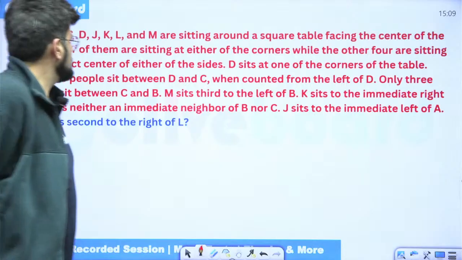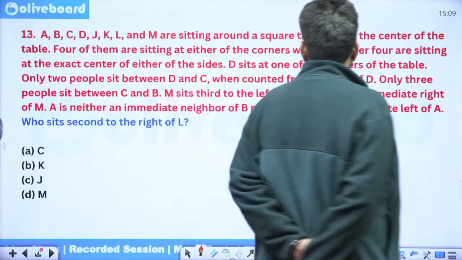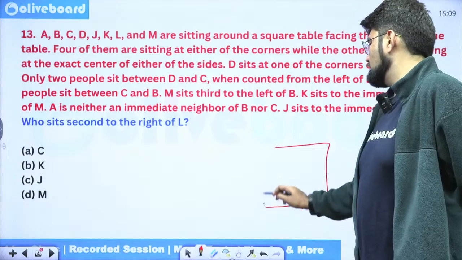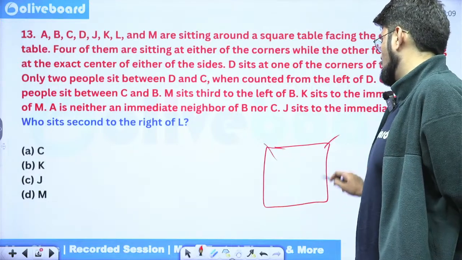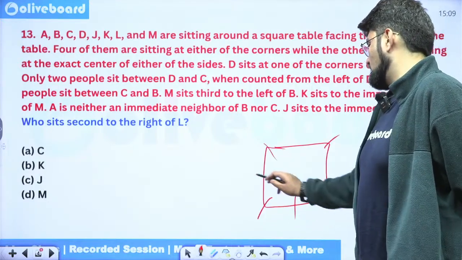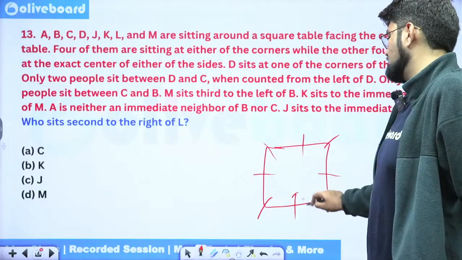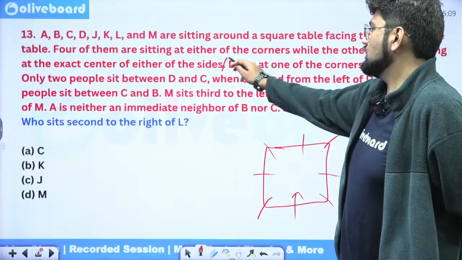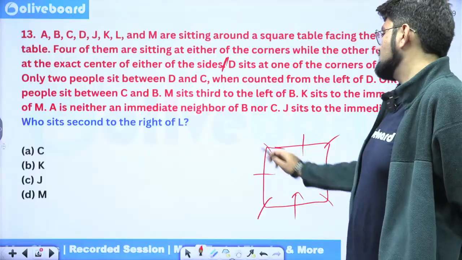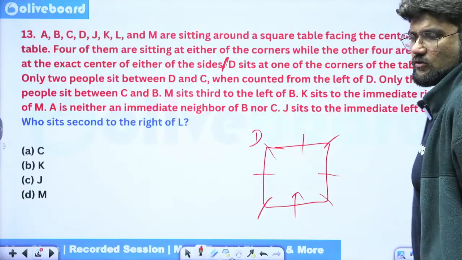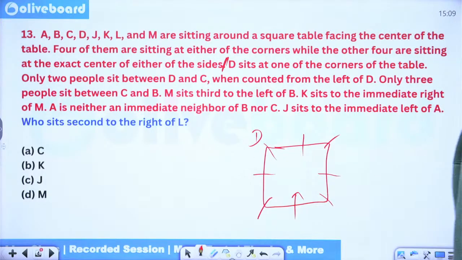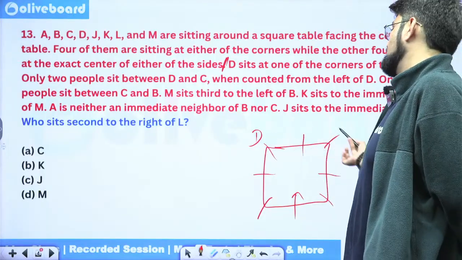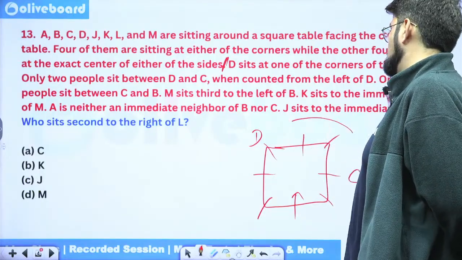Now, 8 people are sitting around a square table facing the center. 4 are in the corners, 4 are in the sides, and they are all facing the center. Now the question starts from here. D sits at one of the corners, so we will start with D here. Anywhere on the corner you can start. 2 people between D and C when counted from the left of D. So left of D is here, so C will be here.